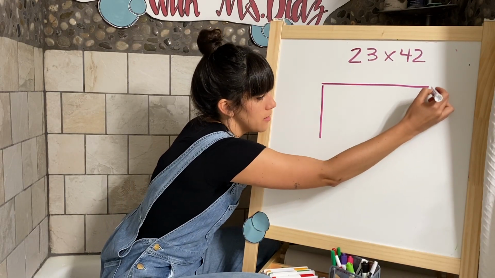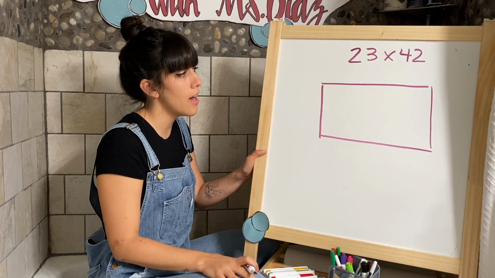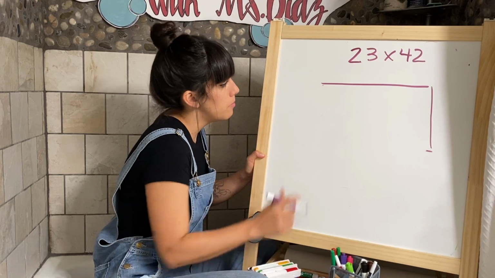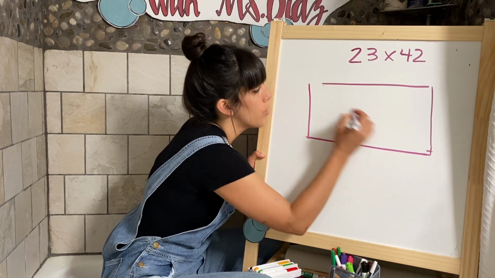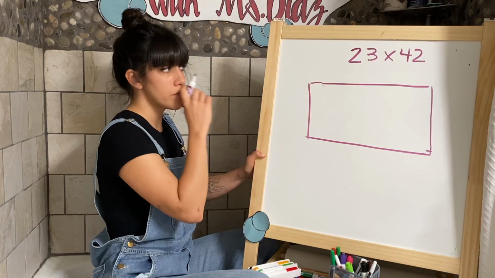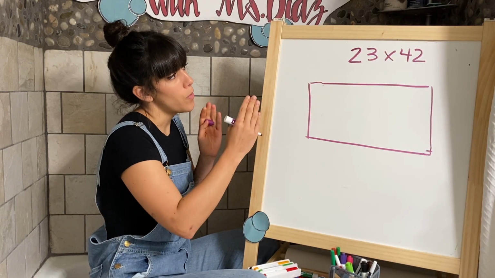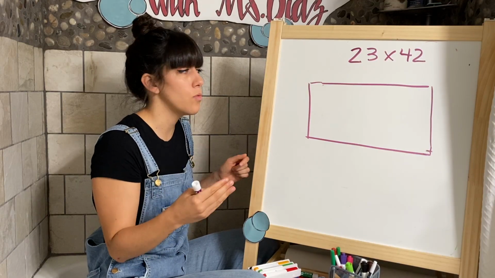Make sure that your box is big enough for you to multiply or put things inside. I actually might have drawn this a little too small, but something that's large enough for you to split up into 4 parts. What I'm going to do is split up one of the numbers on the top and the other number on the bottom into tens and ones.